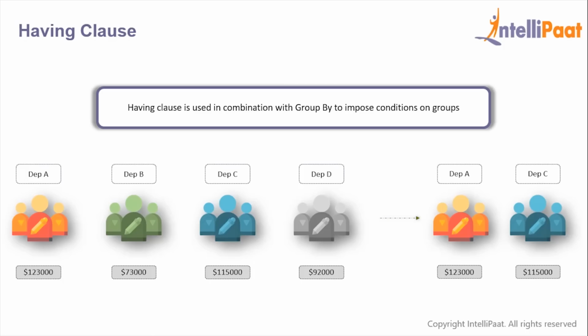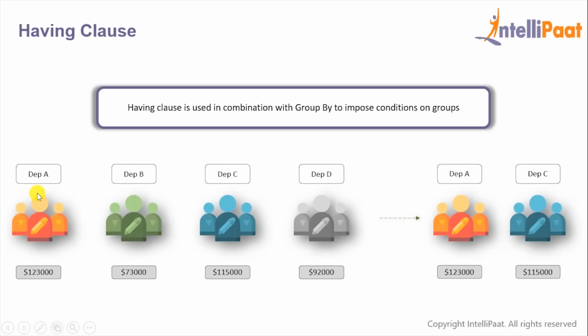The having clause is used in conjunction with the group by statement to impose certain conditions on the groups which are to be displayed. So the having clause was added to SQL because the where keyword could not be used with aggregate functions. For example, over here we have four departments A, B, C and D.